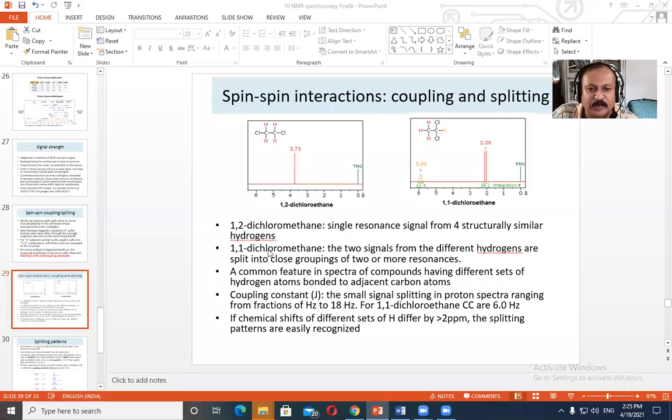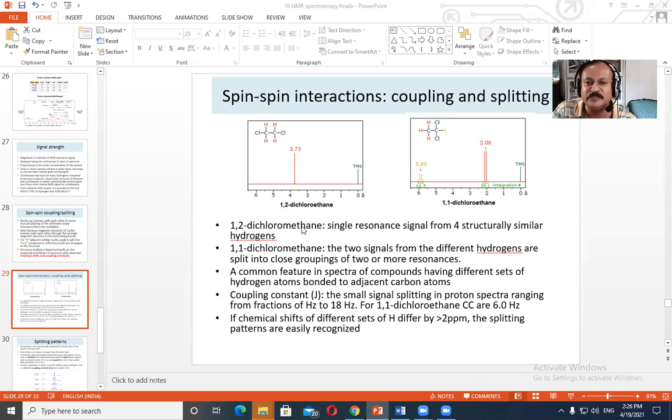So what we have seen here is that all these four protons in the molecule of 1,2-dichloroethane are similar to each other. That is, they are associated with the same kind of neighbors around, and therefore all four protons are going to give a single peak at a particular position, right?